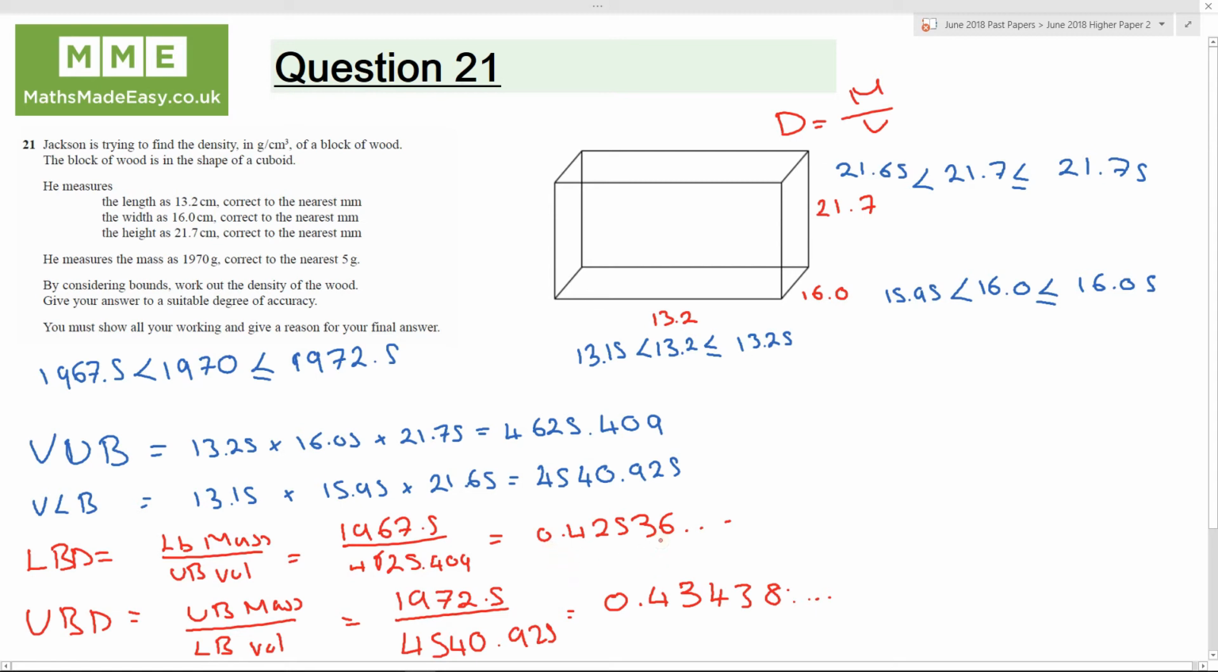So now, looking at these two numbers, we can see that if we were to round both of these numbers to 2 decimal places, or 2 significant figures, both would be the same in this case, 0.43. So therefore this would be a good level of accuracy to give for our answer, because both the upper and lower bound would round to 0.43. And that will be our final answer.